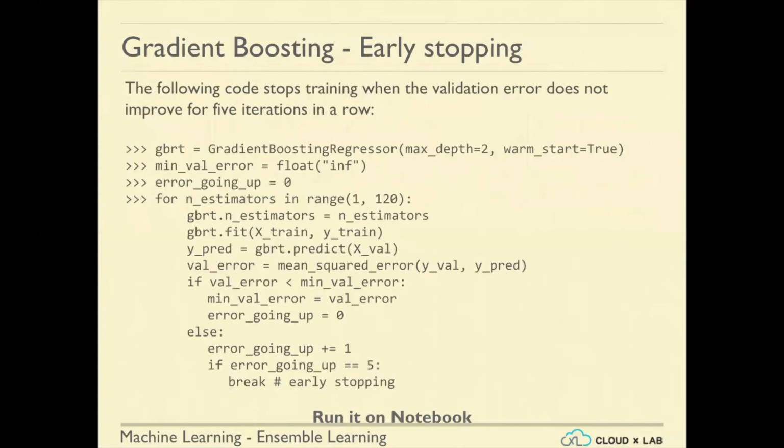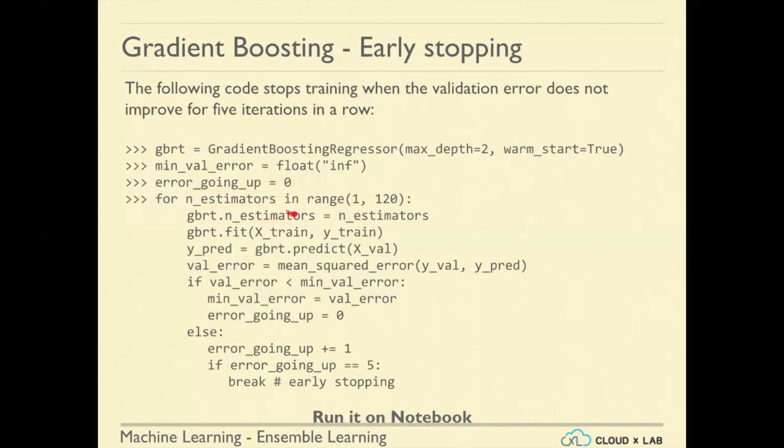Okay, so I think this is an example of early stopping. The following code stops early when validation error does not improve. So here is another strategy whereby we are saying gradient boost regressor. We are saying depth is this much and so on. And here we are saying warm start equals to true. Minimum error is say infinite. Then we are saying error going up is 0. So we are saying number of estimators are between 1 to say 120, and we are setting this number of estimators here.